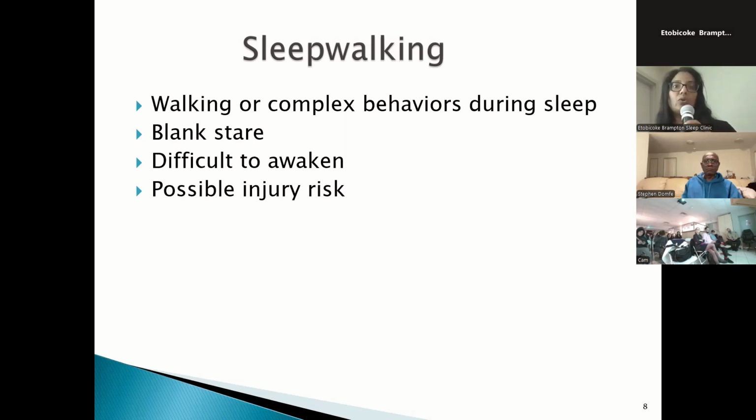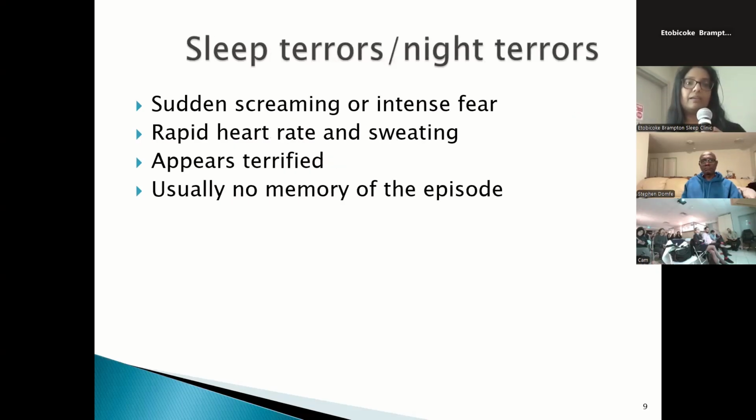And walking or complex behaviors during sleep. Blank stare: sometimes they don't walk but they just stare. Difficult to awaken; it's very difficult for those kids to be awakened. Possible injury risk, obviously, as they might fall. And sleep terrors or night terrors: sudden screaming or intense fear, rapid heart rate and sweating, appears terrified, usually no memory after the episode.